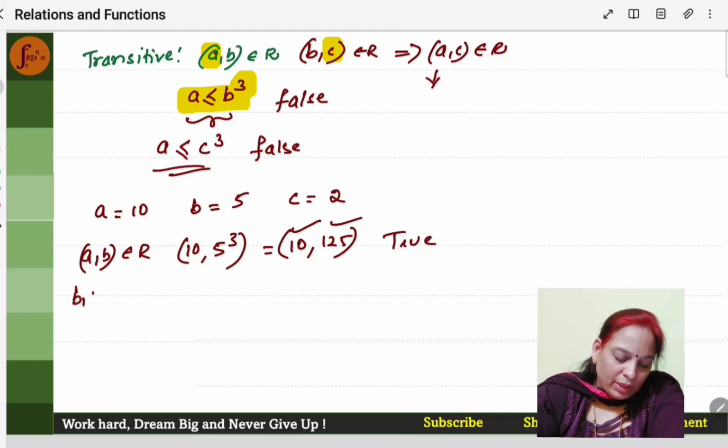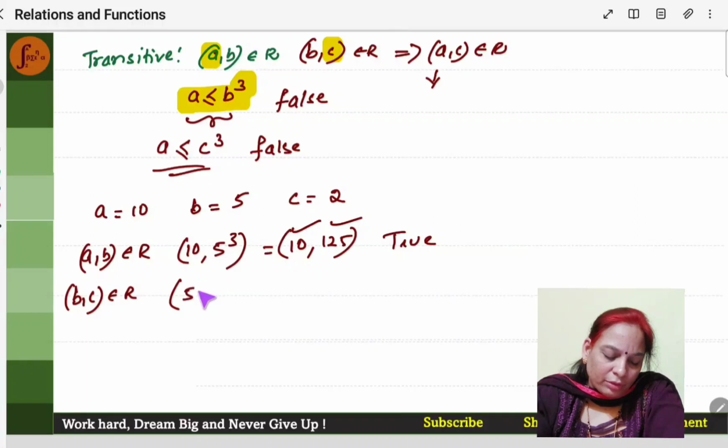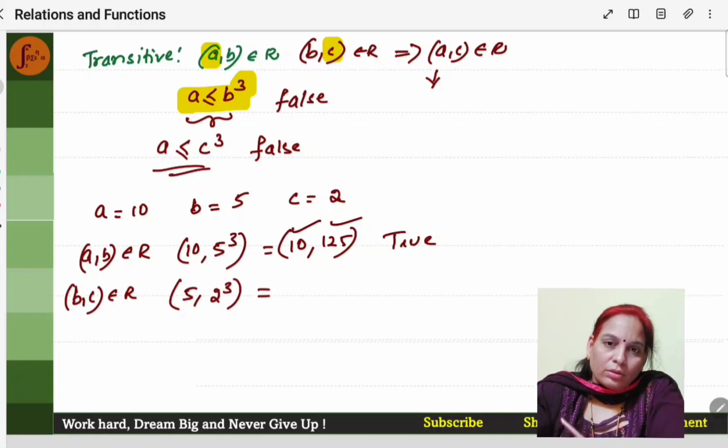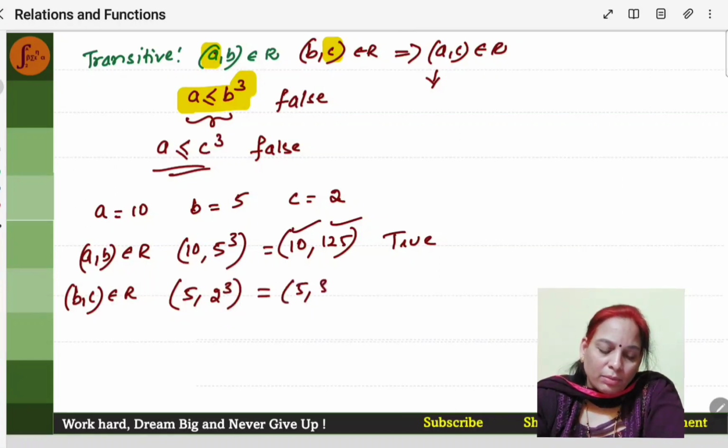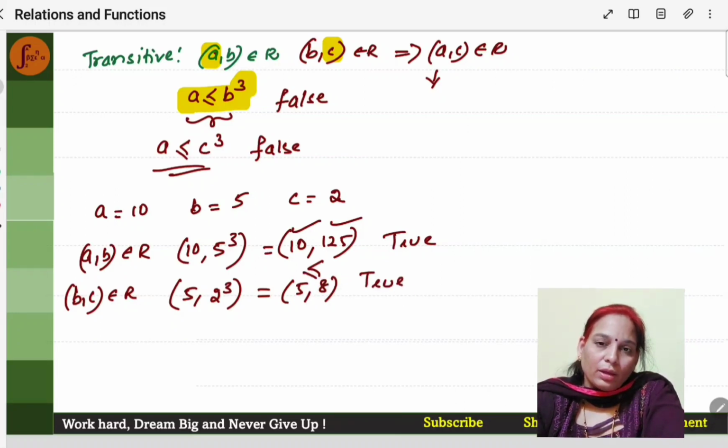Then we'll take BC combination. So BC will take 5 and 2. 5, and the second element should be cube, so 2 cube. This is going to be 5 comma 8. Now is 5 less than 8? Yes, true. Now what is the third combination?